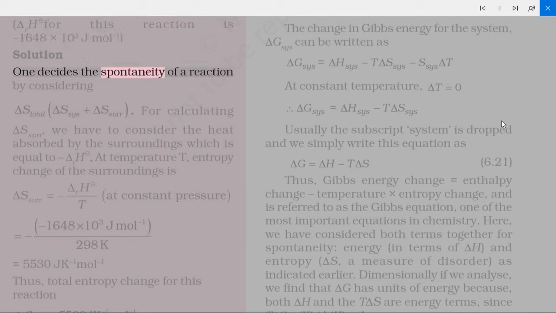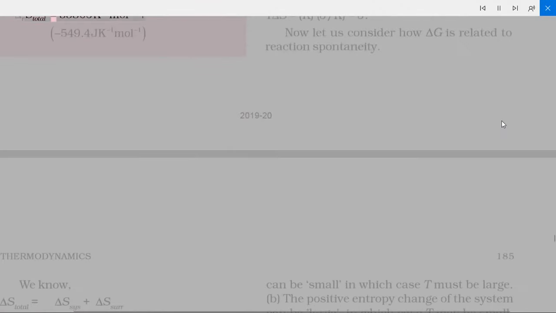Solution. One decides the spontaneity of a reaction by considering ΔS_total = ΔS_sys + ΔS_surr. For calculating ΔS_surr, we have to consider the heat absorbed by the surroundings which is equal to −ΔrH. At temperature T, entropy change of the surroundings is equal to (1648 × 10³ J mol⁻¹)/298 K = 5530 J K⁻¹ mol⁻¹. Thus, total entropy change for this reaction, ΔrS_total, is equal to 5530 J K⁻¹ mol⁻¹ − 549.4 J K⁻¹ mol⁻¹.